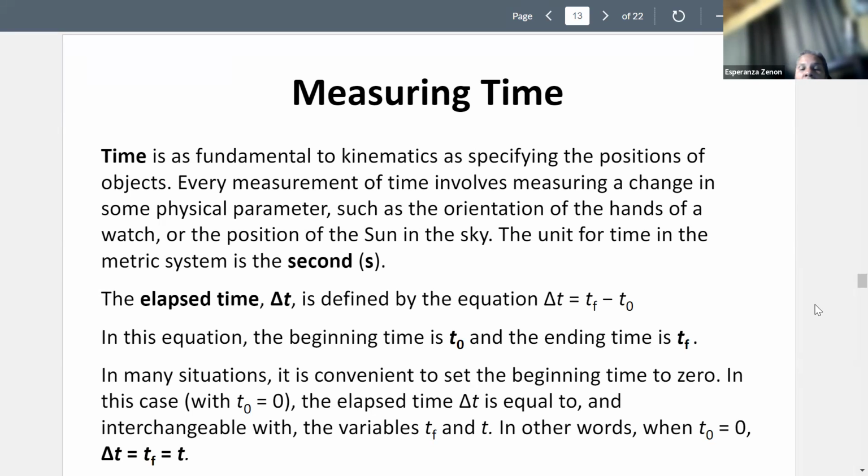And so then if our starting time is 0, then we just say that the final time is equal to t. We don't have to keep using t final. If the starting time is 0, it's understood that delta t is equal to your t final.